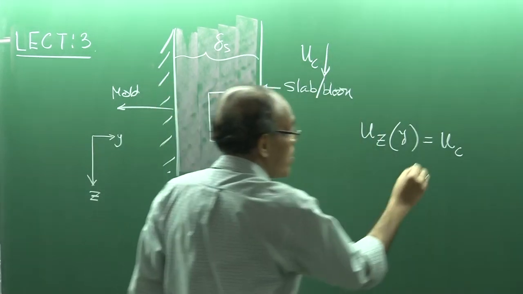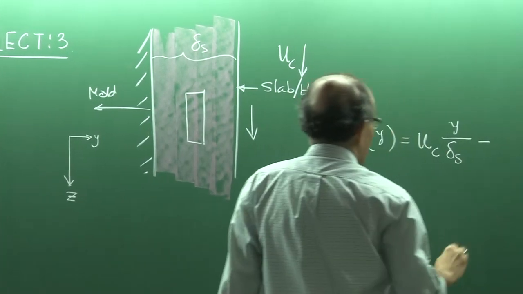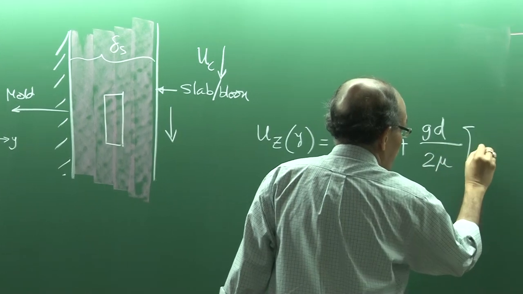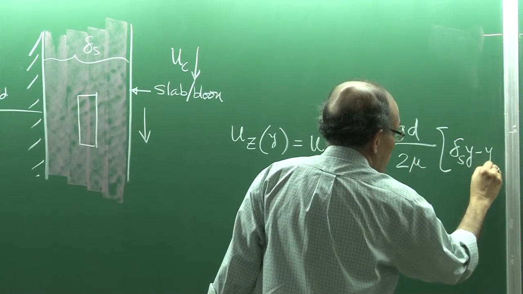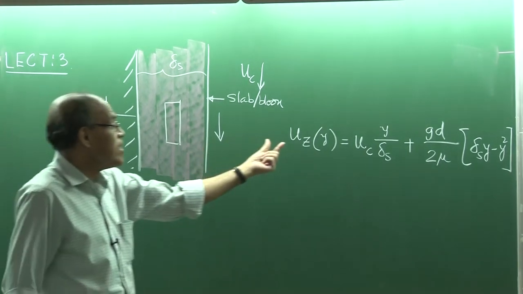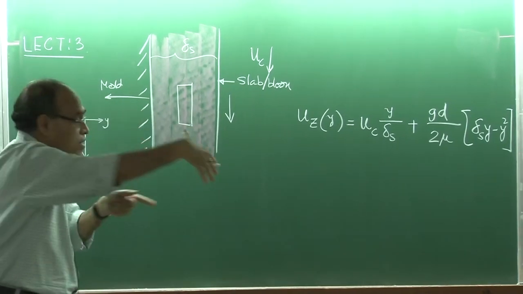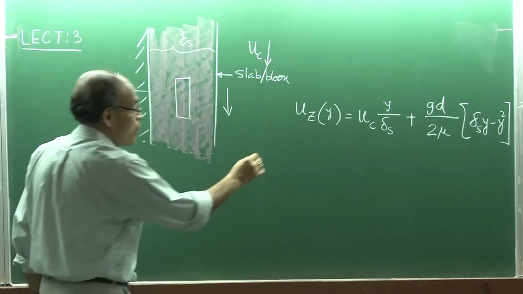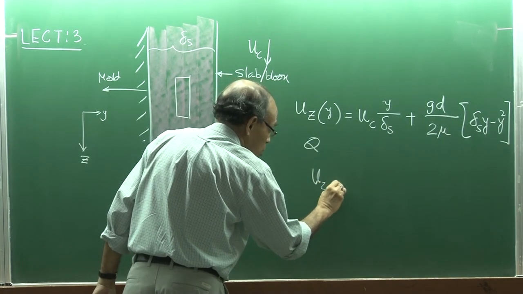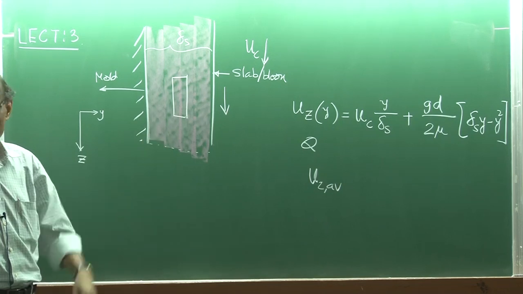Or the bulk motion of the descending strand, multiplied by the dimensionless distance, y over delta s, and I think I wrote it like g delta, and then we have 2 mu. This was the expression I derived. I have also shown you how to integrate this expression over the cross-sectional area, which is delta y multiplied by the distance l, and thereby derive what is known as the volumetric flow rate. I also showed how to get an expression for the average velocity along the z direction. Whatever I did was in the context of a one-dimensional flow, if you remember.